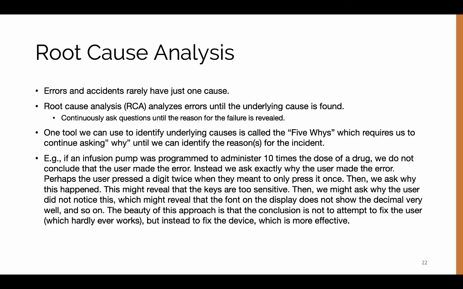Instead, we ask exactly why the user made the error. So perhaps they pressed a digit twice when they meant to press it only once. Well, why in the world did they do that? Well, we might find out that the keys are too sensitive. And while they pressed the button, they thought it was registering once, it actually double registered. That just tells us that those keys are too sensitive. And now we know what to do to go back and fix it. That would be an example of a root cause analysis. You get to the point where you feel like, now I know what went wrong and what I can do to mitigate that in the future.